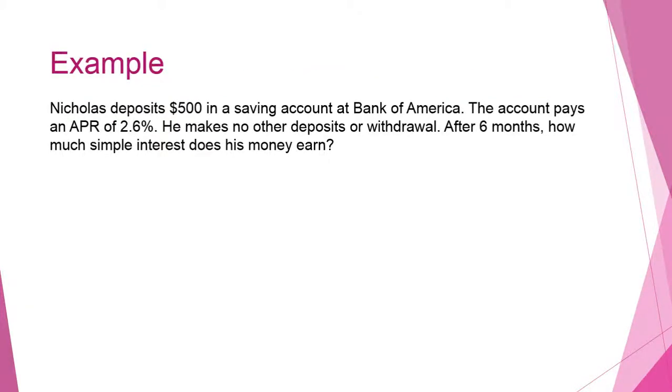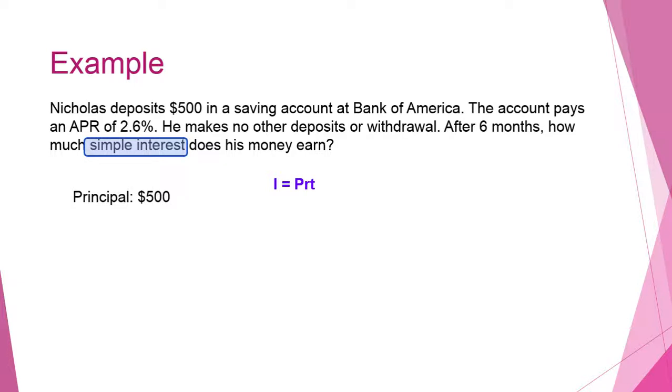Here is an example. Nicholas deposits $500 in a savings account at Bank of America. The account pays an APR of 2.6%. He makes no other deposits or withdrawals. After 6 months, how much simple interest does his money earn? So we are looking for interest. Because we're looking for the letter I, we need to know P, R, and T.